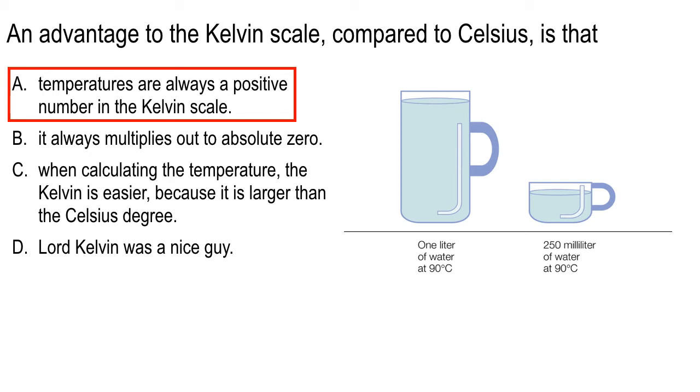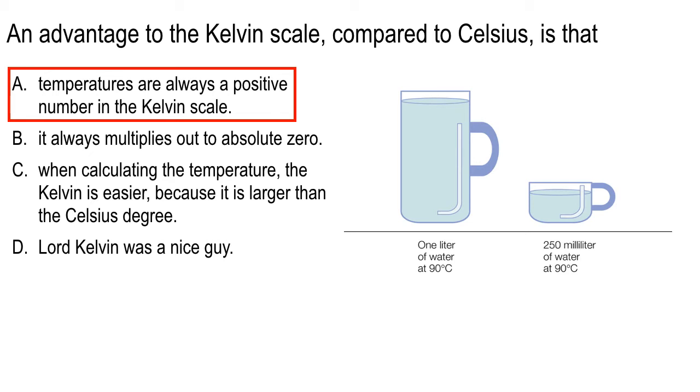When calculating the temperature, the Kelvin is easier because it's larger than the Celsius degree. That is incorrect. The Kelvin is the same size as a Celsius degree. You just start counting them at absolute zero instead of at the freezing point of water. So that one is incorrect.